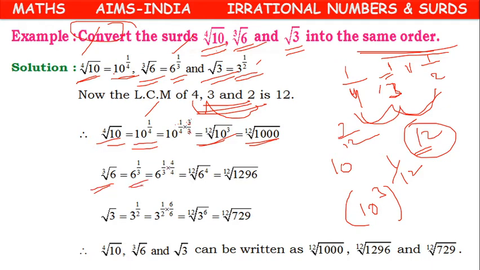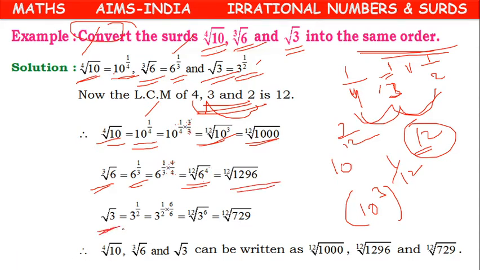Next, cubed root of 6 is 6 to the power of 1 by 3. Now we multiply by 4 by 4, and it becomes 4 by 12. That means the 12th root of 6 to the power of 4. 6 to the power of 4 is 1296.